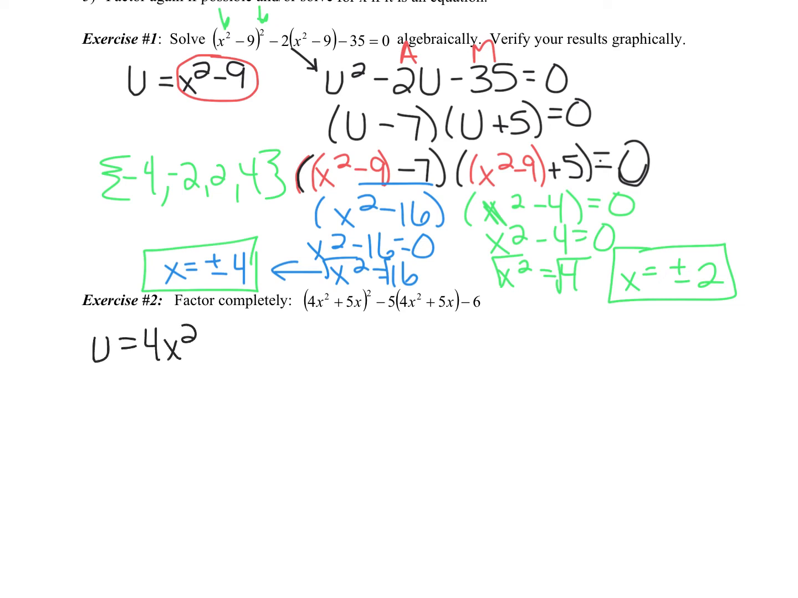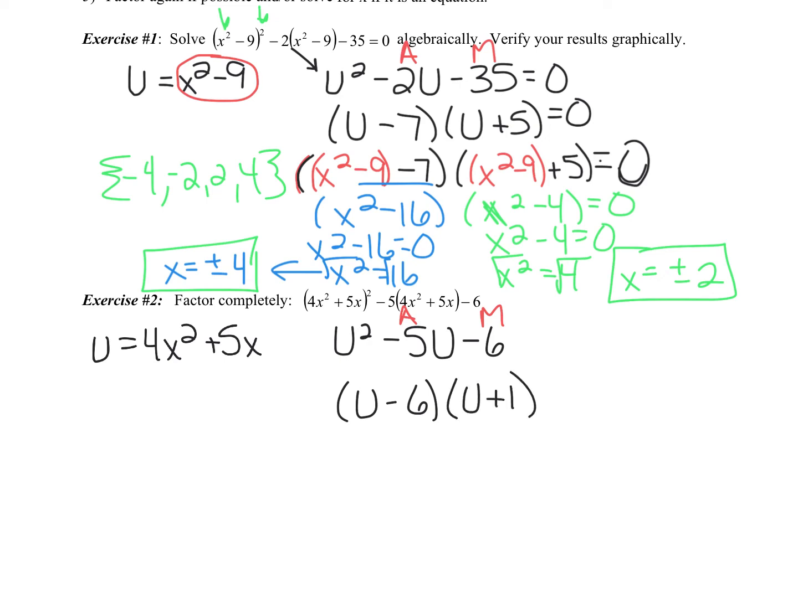We're going to make our u 4x squared plus 5x. So my function is u squared minus 5u minus 6. Looking at numbers that add up to -5 and multiply to -6. 6 is our tricky number. Sometimes we mess it up and pick the wrong ones. It is not a 2 and a 5 or a 2 and a 3 because that would not work correctly. Both of them negative wouldn't multiply to -6. One of each wouldn't add up to -5. So the correct factors are -6 and +1.